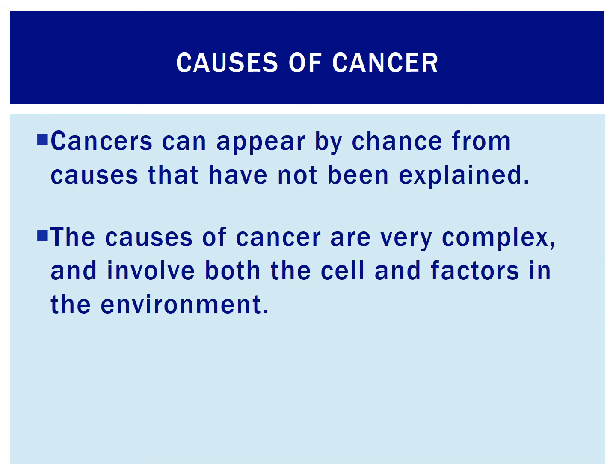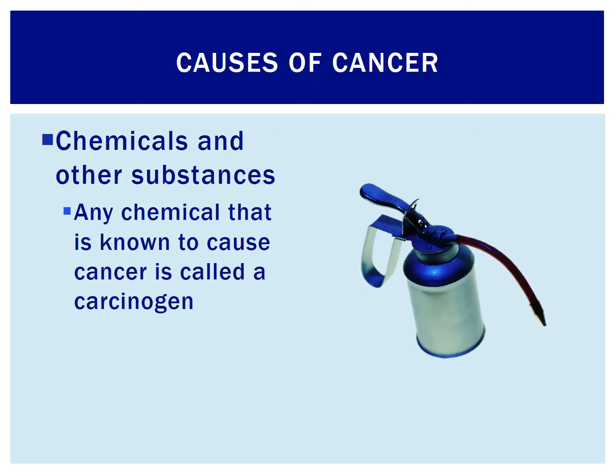Cancers can appear by chance from those causes that have not been explained. The causes of cancer are very complex and involve both the cell and factors in the environment. Being exposed to certain substances, such as certain chemicals, metals, or pesticides, can increase the risk of cancer. Any chemical that is known to cause cancer is called a carcinogen.